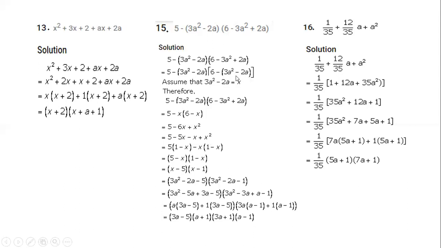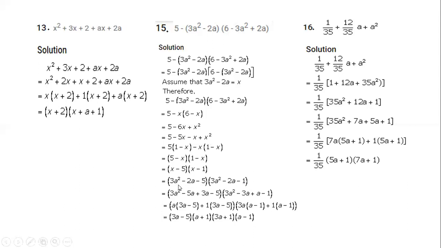Now 3a square minus 2a is here, 3a square minus 2a is here. Assume that 3a square minus 2a is equal to x. Therefore, the above expression can be written as (5 minus x) into (6 minus x), like this. Now multiply, we'll get 5 minus 6x plus x square. This is the quadratic in x, x square minus 6x plus 5. Now split the middle term minus 6x, and after solving this, we'll get (x minus 5) into (x minus 1). But here don't forget the value of x is 3a square minus 2a. Resubstitute the value, put the value of x: (3a square minus 2a minus 5) into (3a square minus 2a minus 1).